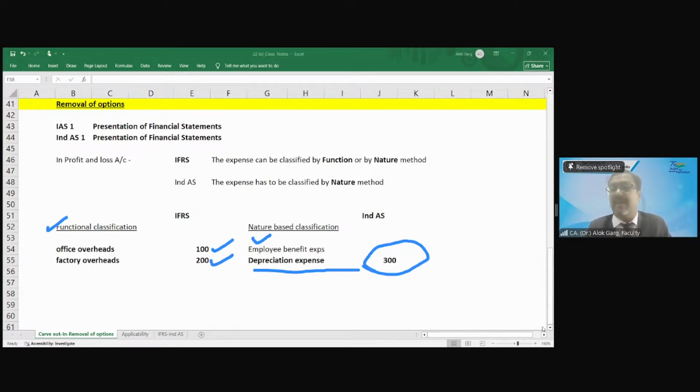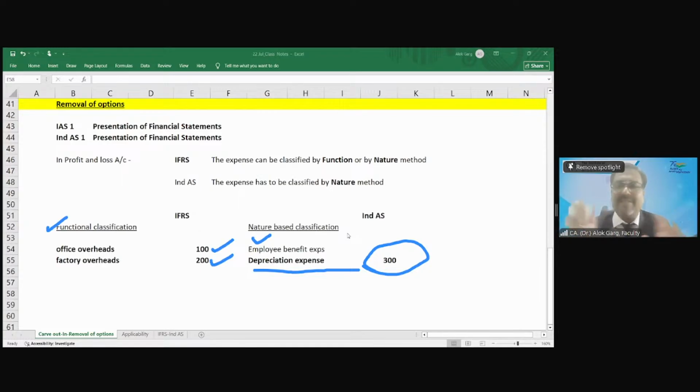So friends, in India, we had accounting standards and we have our Schedule 3. In Schedule 3, only nature-based classification is permitted, so that in terms of presentation we should not have dual choices or a dual presentation. So we have removed the option of functional classification, because our Schedule 3 also talks about nature-based classification.